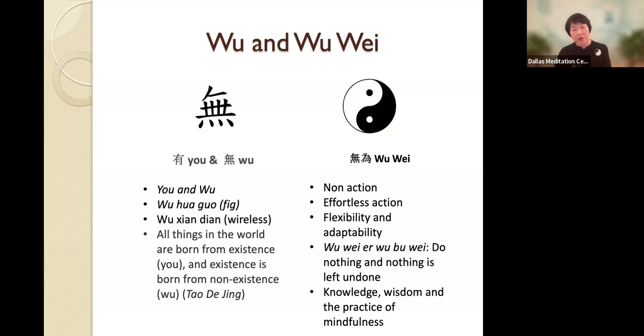And then wireless is called 无线电. So 无 is without, 线 means line, 电 means electricity. So wireless literally is without a line connecting, but there's electricity. And in Dao De Jing, there is this quotation: all things in the world are born from existence, and existence is born from non-existence.